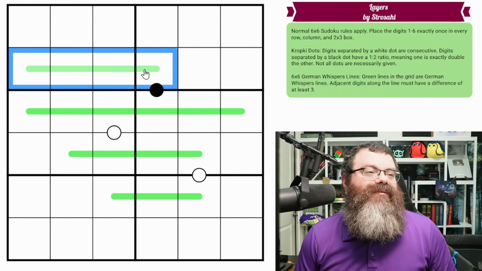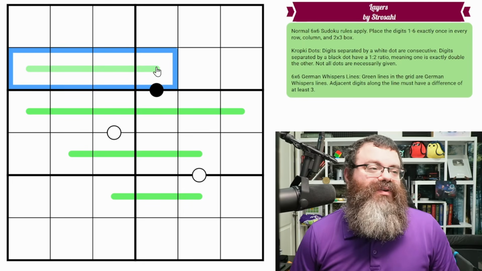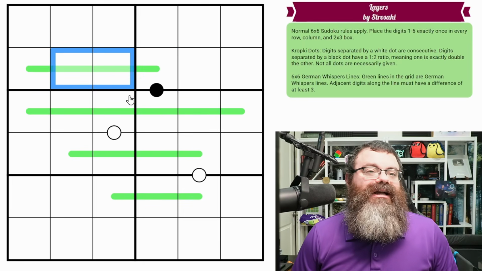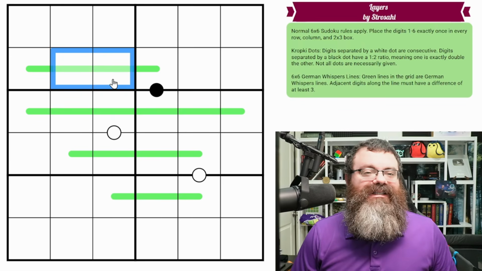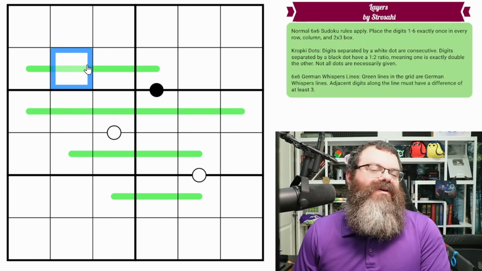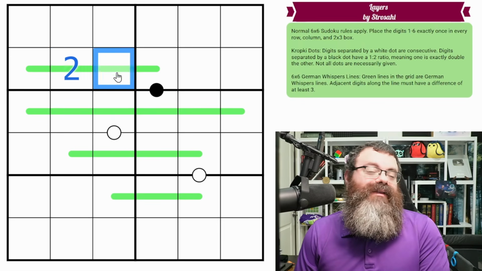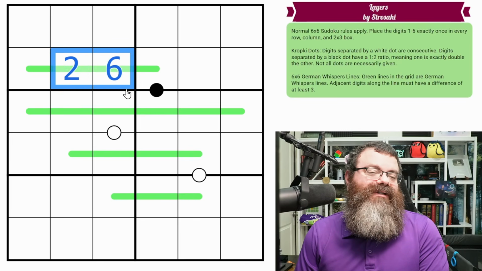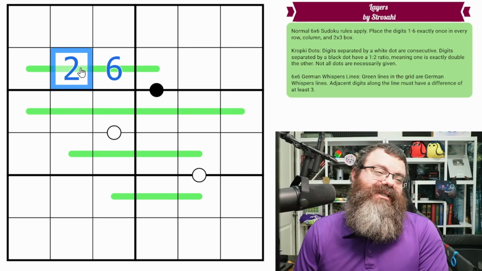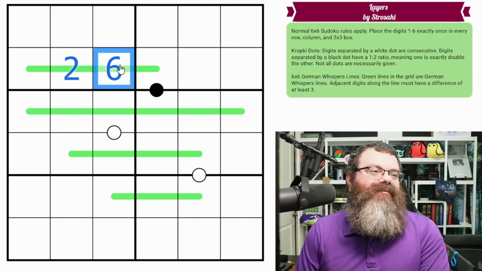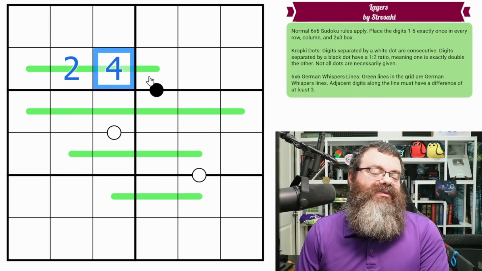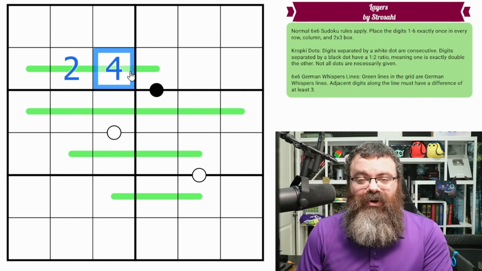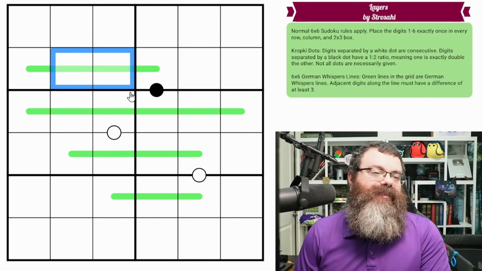All right, in addition to that, we have German whisper lines in the grid, these green lines. Adjacent digits on a German whisper line have to have a difference of at least 3. So if this was, say, a 2, then this could be a 5, because these two have a difference of 3, or 6, because these two have a difference of 4. You just take the bigger minus the smaller. Order doesn't matter. Bigger minus smaller has to be at least 3. So if this was a 4, 4 minus 2 is only 2. That does not work, because that's not at least 3.